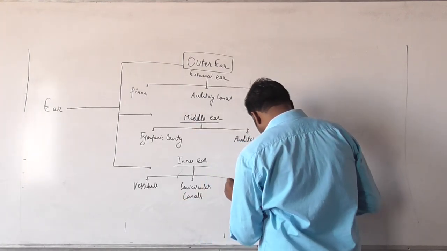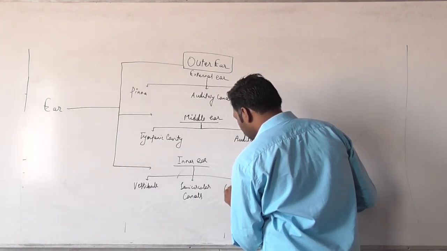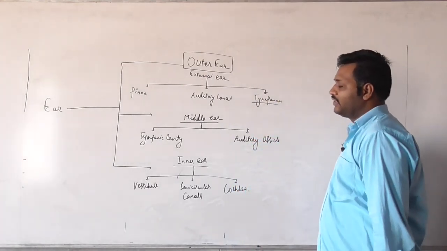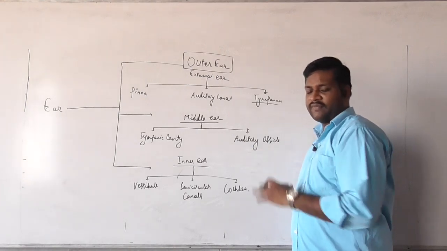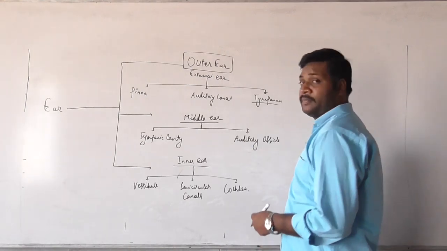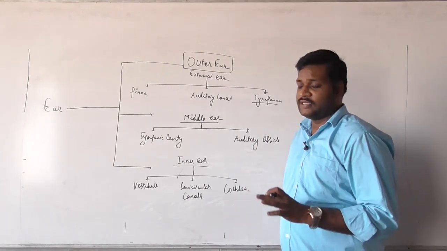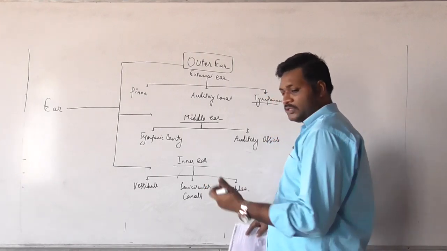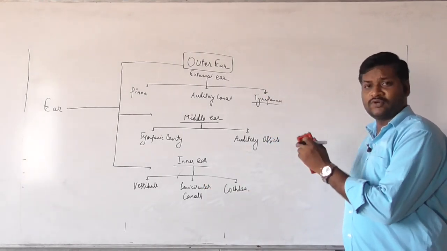Then again, it consists of the cochlea. Okay. So here are the three different parts of the ear, that is outer, middle and inner ear. We have discussed it in detail. Now, if you have any difficulty, you can ask me from this chapter. Now, let's draw a flow chart of how the process of hearing takes place. So you can pause the video and note down this flow chart, fine.